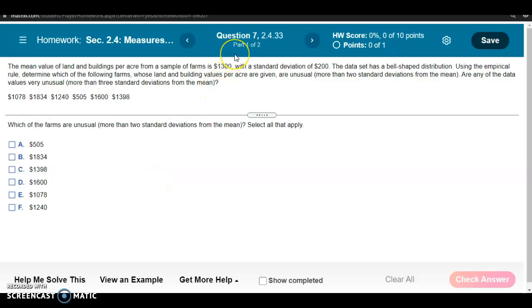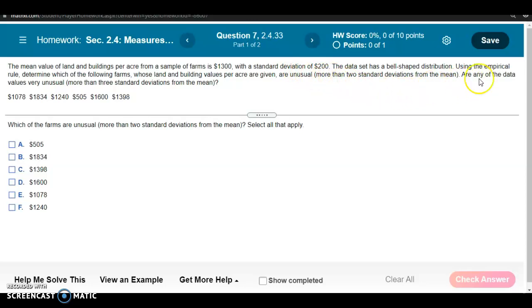Okay, so question number 7 is the last question in the homework for section 2.4 that has to do with the empirical rule. So the problem says the mean value of land and buildings per acre from a sample of farms is $1,300 with a standard deviation of $200. And it says the data set has a bell-shaped distribution.